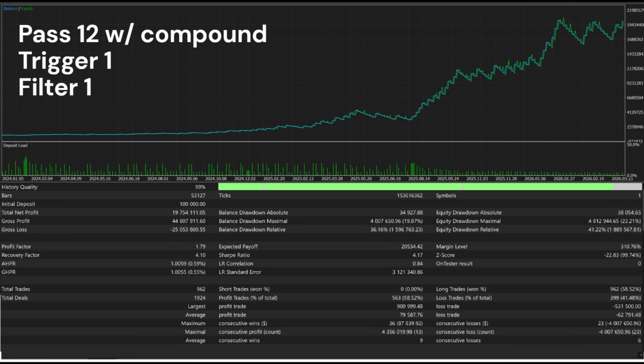Now let's look at Pass 12. Using the same Trigger 1 and Filter 1 configuration, the strategy again shows strong growth. Starting from $100,000, the backtest produces over $19 million in profit, demonstrating the powerful impact of compounding.